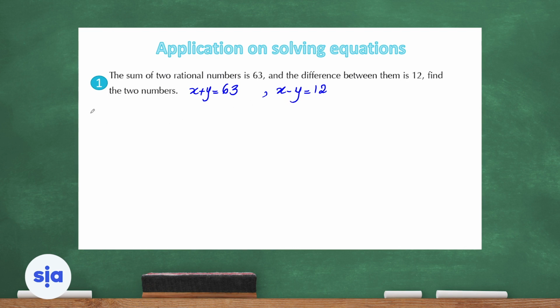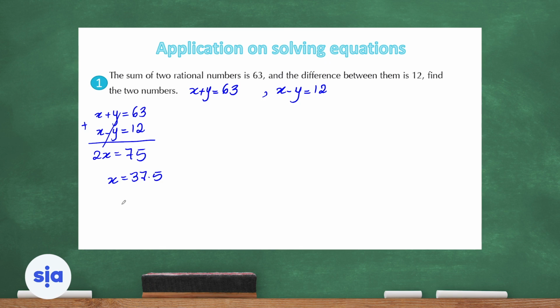As you can see here, I can take x plus y equals 63 and put under it x minus y equal 12 and do the omitting method by addition. So these two are crossed out, so 2x equals 75. So the value of x equals 37.5. Now I got the value of x.